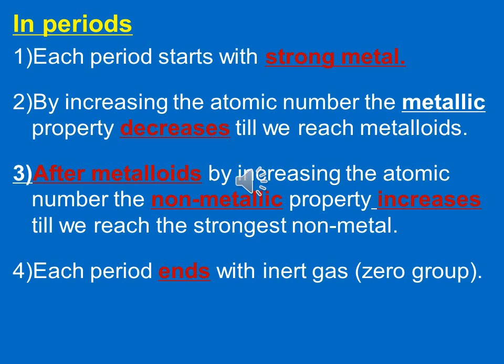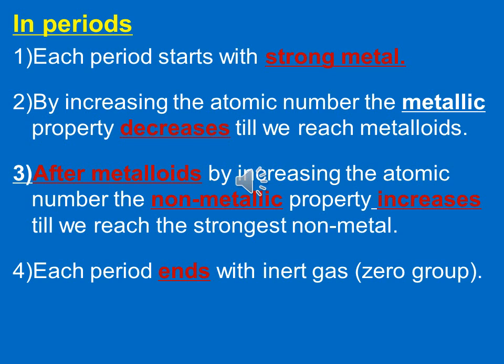So again, each period starts with a strong metal. Why is it strong? Because it has a larger size than the metal on the right side. As the size of the atom decreases from left to right, the attraction between nucleus and electrons increases, so it's not easy to lose electrons. That's why, as we go from left to right, the metallic property, now we are talking about metallic property, is decreasing.